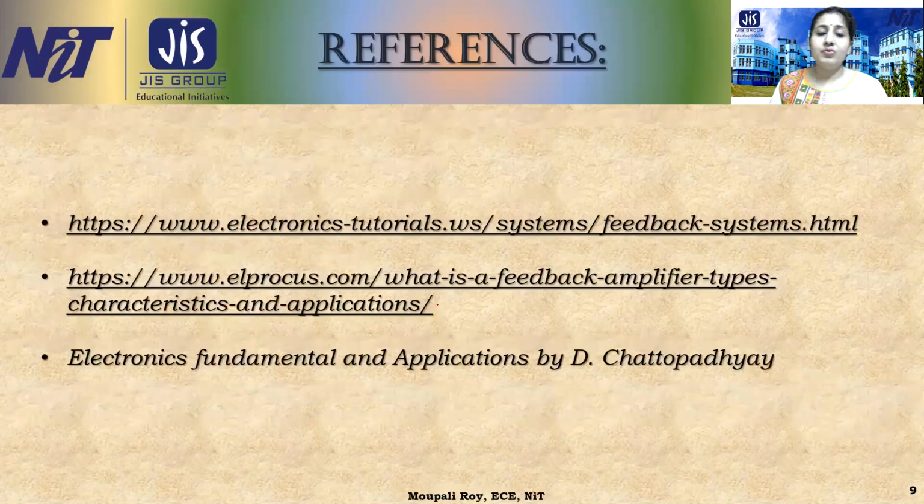Okay, so up to this is the lecture. First we calculated the gain of the feedback amplifier with input and output, for positive feedback and negative feedback. And we know what feedback is, what a feedback amplifier is, positive feedback, negative feedback, advantages of feedback, all these. These are the references from where you can know more about this.